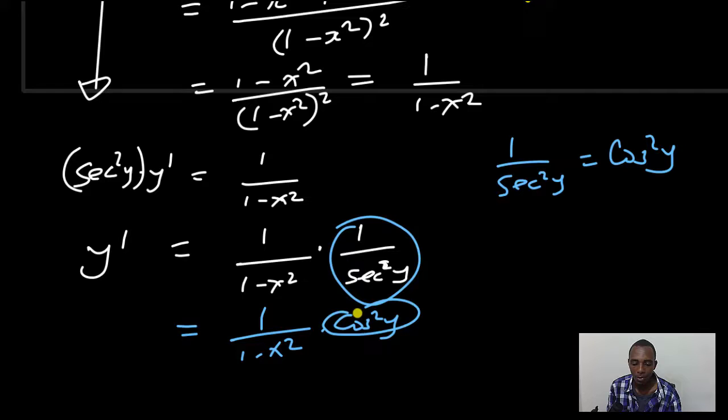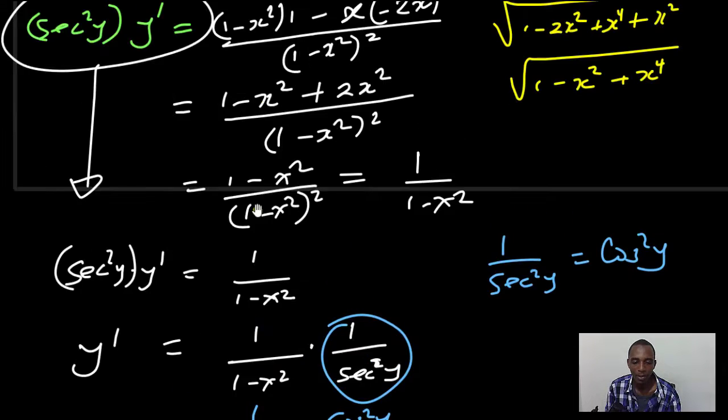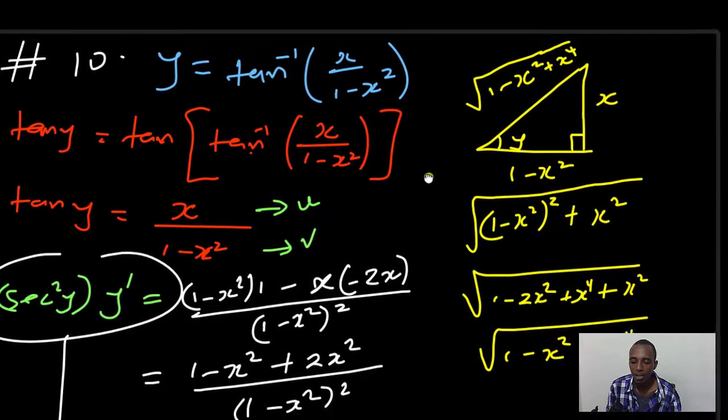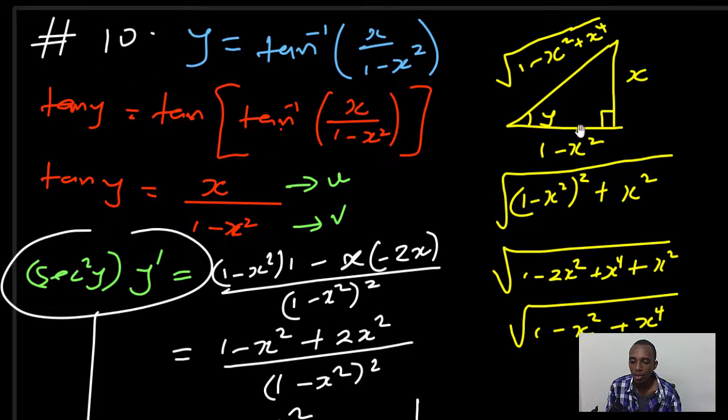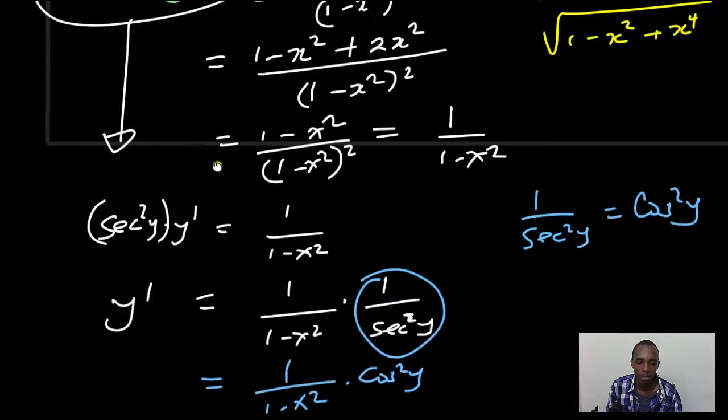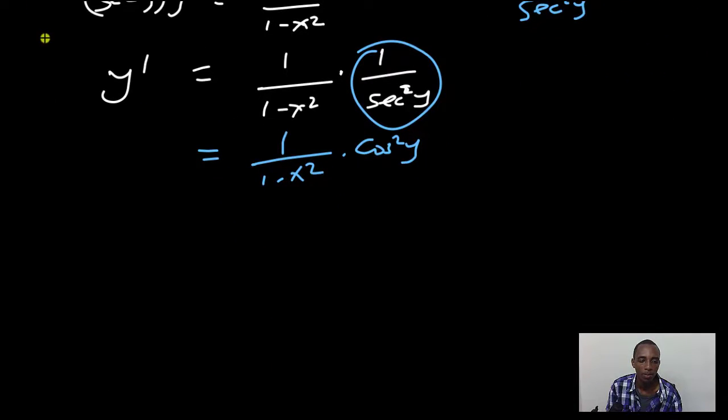Now, do we know what cosine squared is? Yes, somehow we do. If you come back here, we can tell what cosine is from this triangle here. Cosine is by definition the adjacent, which is this, divided by the hypotenuse, which is this. Okay, so I'll take you back down here. So y prime equals, of course this is the same as cosine squared y over 1 minus x squared.